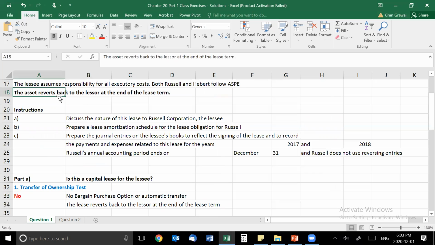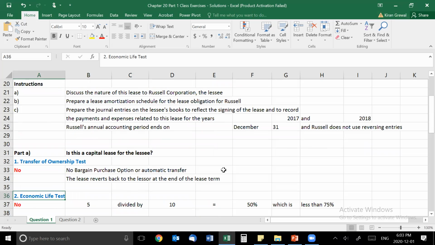And I just copied what it says up here just to explain my reasoning. The lease reverts back to the lessor at the end of the lease term. Okay, so just explaining yourself here of why you're saying no, the test is not met. There is no transfer of ownership.